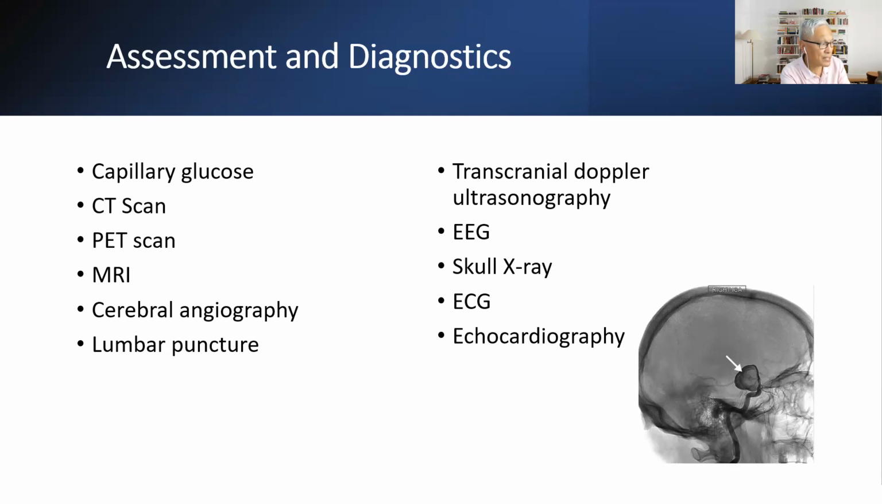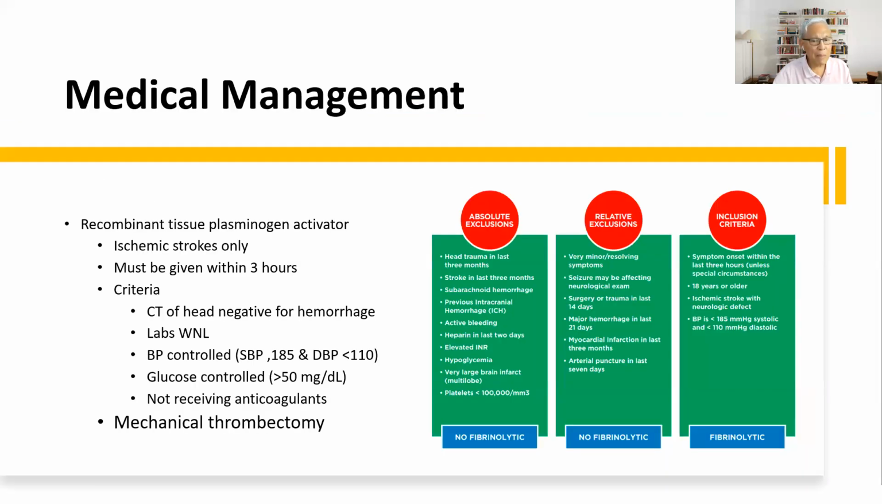CT scan, PET scan, MRI, angiography, and lumbar puncture are also other things that we can do in order to assess for the presence of a stroke, as well as EEG, skull X-ray, ECG, and echocardiography for obvious reasons. And what is the medical management?